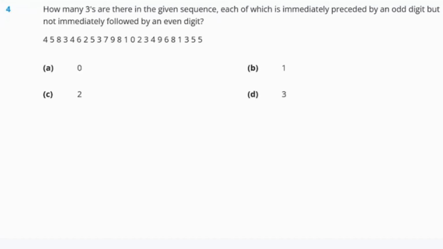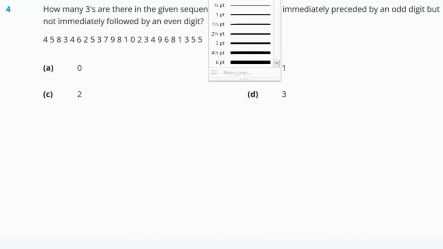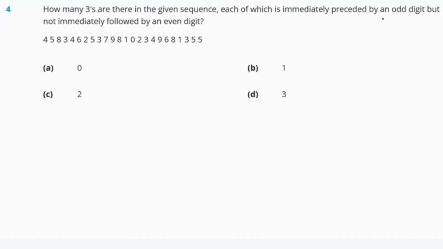How many threes are there in the given sequence, each of which is immediately preceded by an odd digit but not immediately followed by an even digit? Which means that before the given digit, an odd number should be there, but after the digit, an even number should not be there. Okay, so how many threes are there?